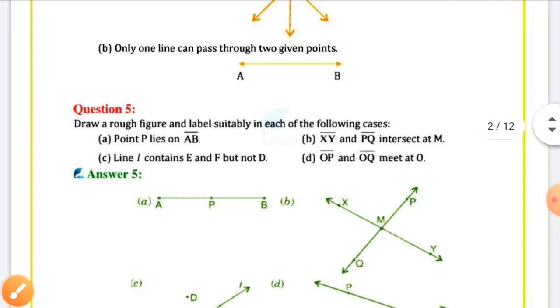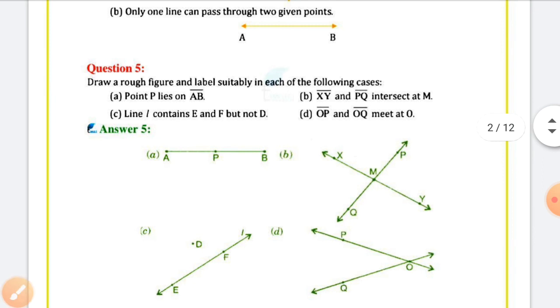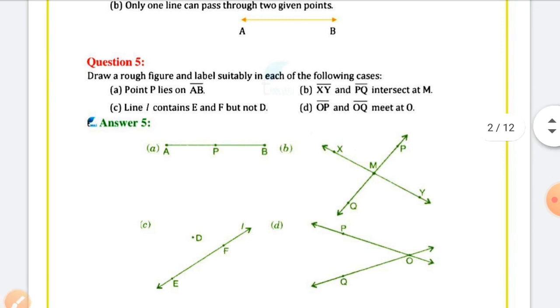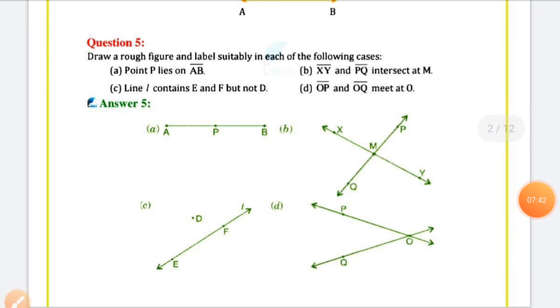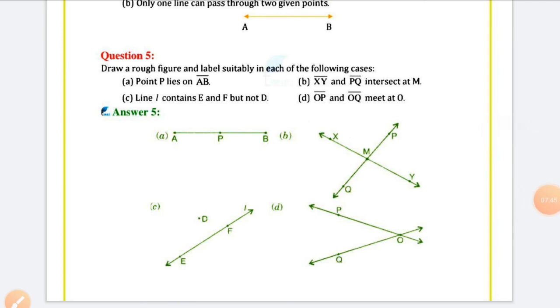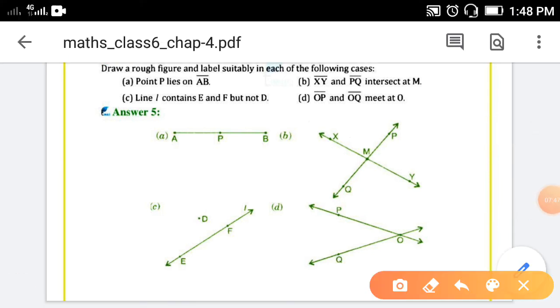Question number 5. Draw a rough figure and label suitably in each of the following cases. Point P lies on AB. Draw line AB and here point P. XY and PQ intersect at M. Two lines are intersecting at M, and give the names XY and PQ.